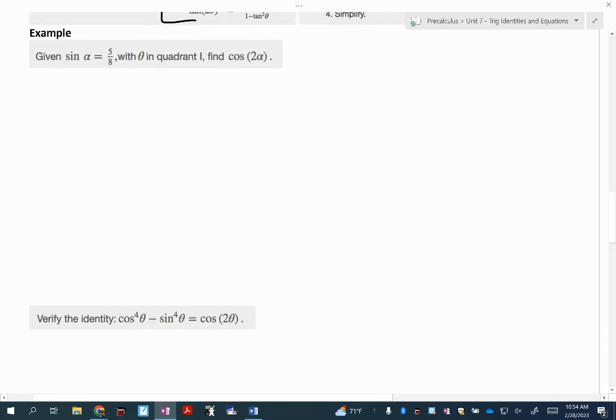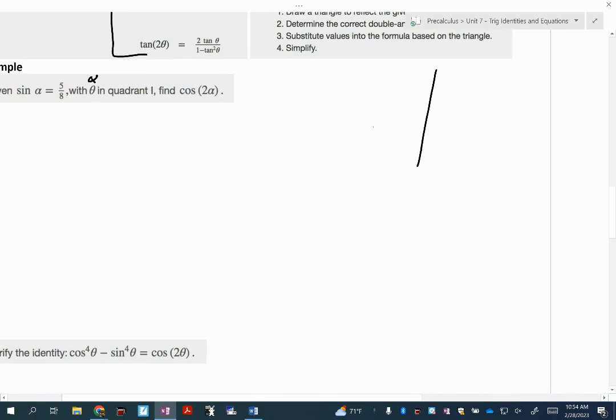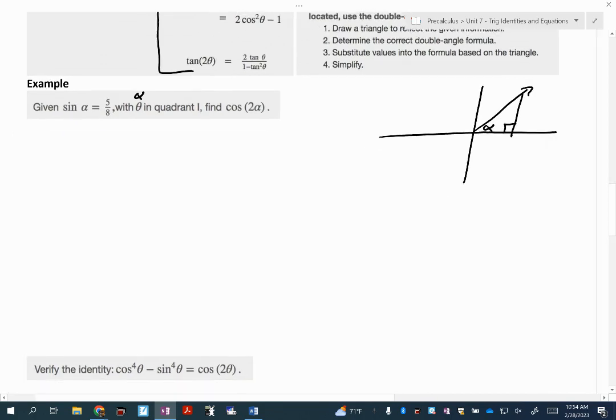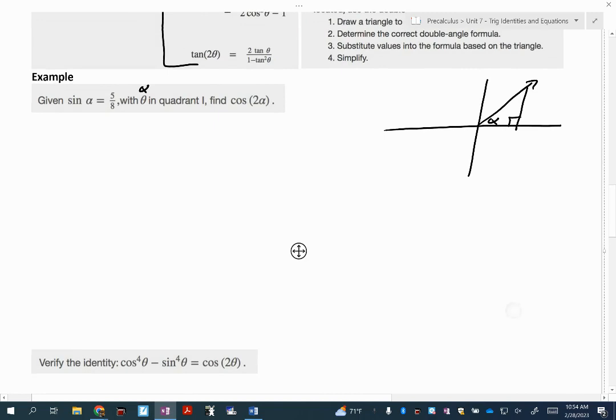This first one says, given that the sine of alpha is 5/8, with this angle, alpha, in quadrant 1. All right, we've got quadrant 1. There's our alpha. Find the cosine of 2 theta, or excuse me, 2 alpha.